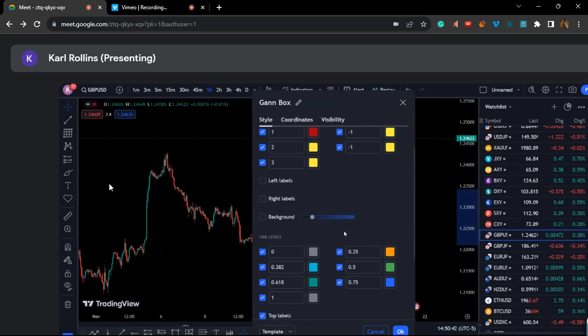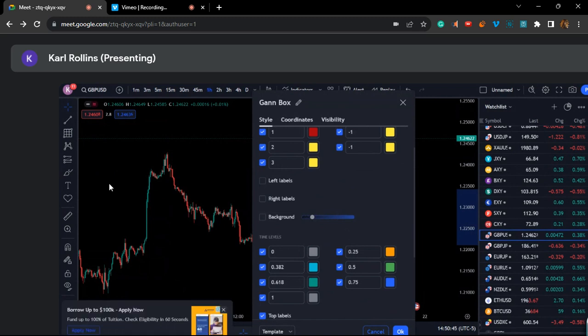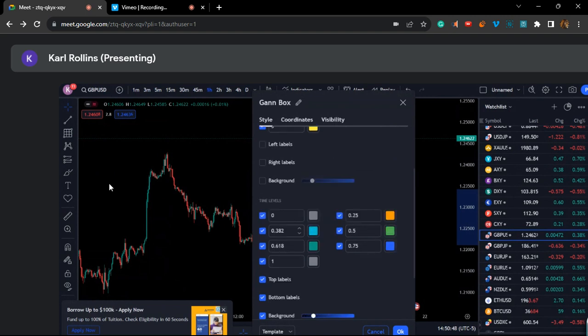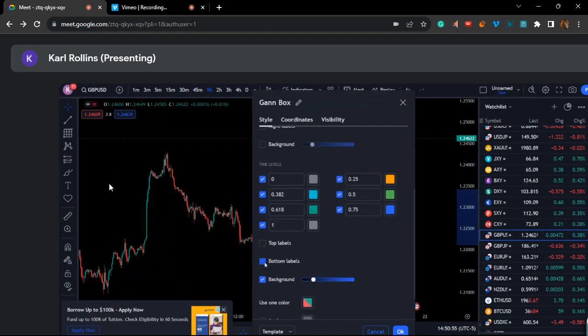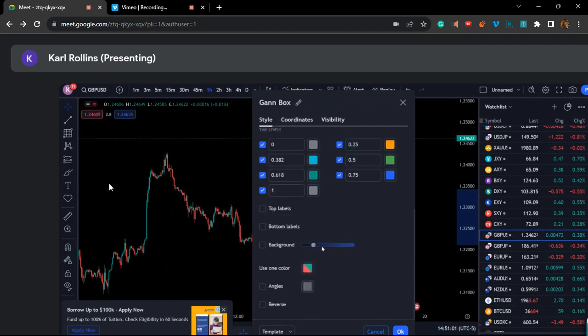As far as time levels, you need to uncheck the top. Uncheck top labels, uncheck bottom labels, uncheck background. Uncheck all those Fibonacci time levels too.